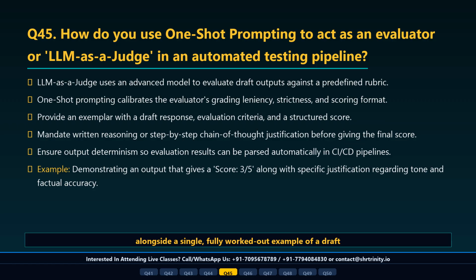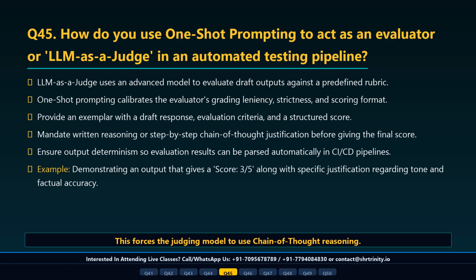Let's break down the example walkthrough. Suppose a draft response is factually accurate but uses an overly informal tone when the rubric required professional business communication. Our one-shot example demonstrates the exact output format. Score: 3 out of 5. Justification: the answer accurately stated the product facts, but failed to maintain the requested professional tone.